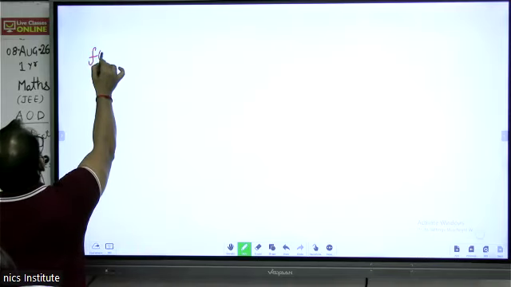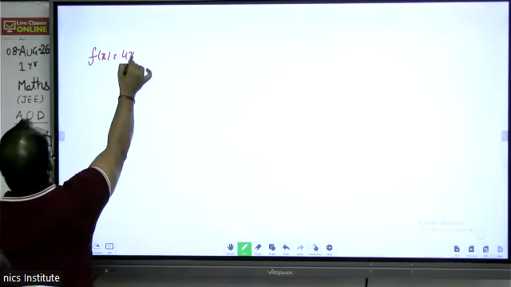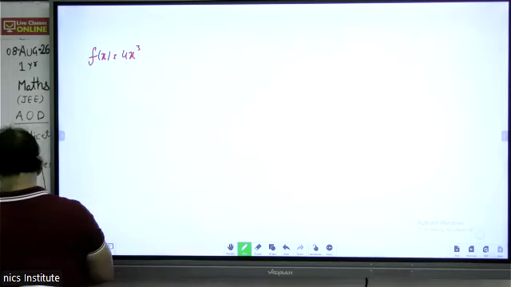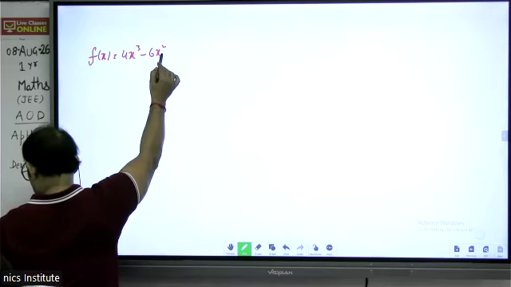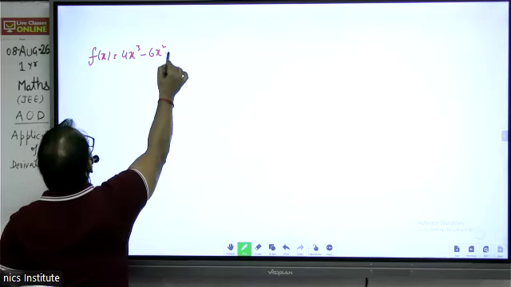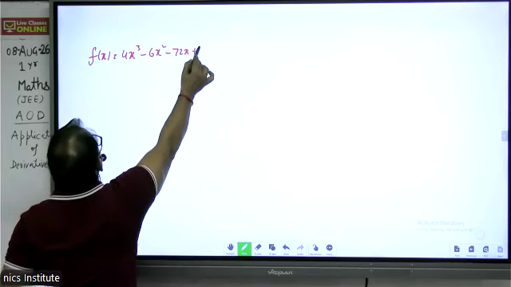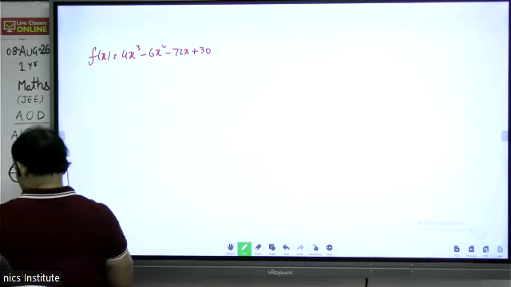Suppose you've been given a function which is 4x cube minus 6x square minus 72x plus 30. Find everything and plot the graph also. Similar to what we did earlier.